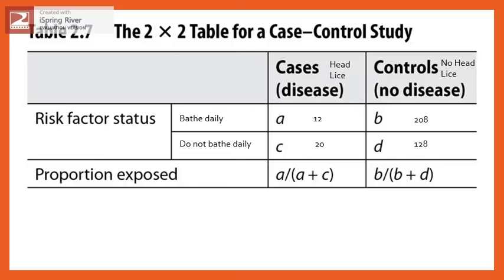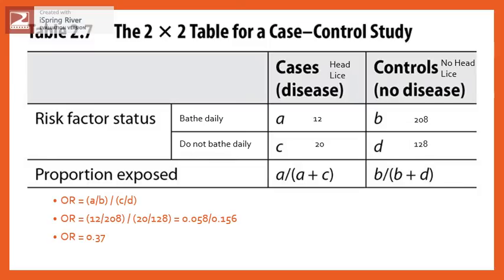And so 12 kids bathe every day but have head lice, 208 bathe every day but don't have head lice, 20 have head lice but do not bathe every day, and 128 do not have head lice and do not bathe every day. So to calculate the odds ratio, A over B divided by C over D. So that's 12 over 208 divided by 20 over 128. You do all that math and you come out with an odds ratio of 0.37.